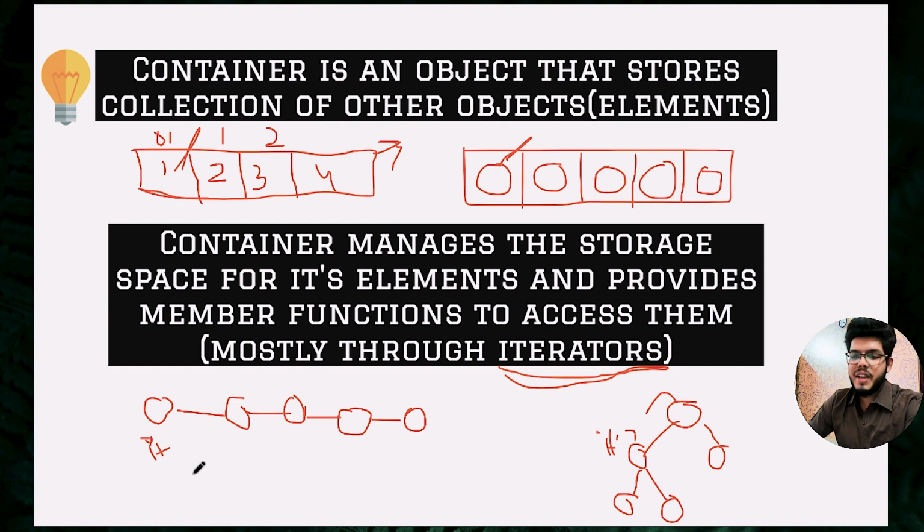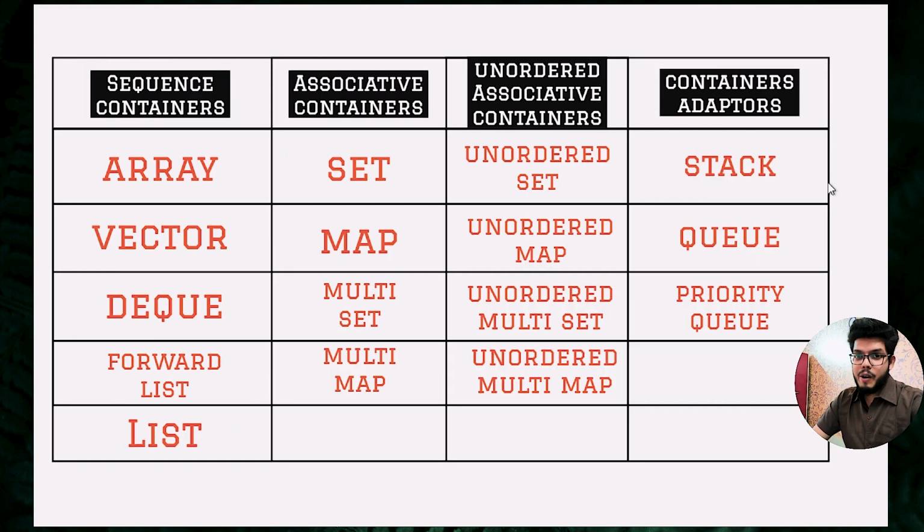Iterators are basically objects in the form of pointers. Some of the examples of containers, as I said before, are stack, then queue, then array, then vectors, unordered maps, and so on. Now let's talk about different types of containers in STL. The containers in STL are divided into 4 different categories. The first category is the sequence containers.